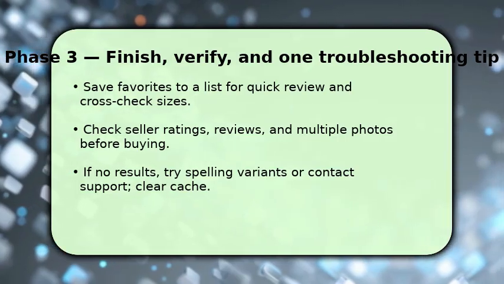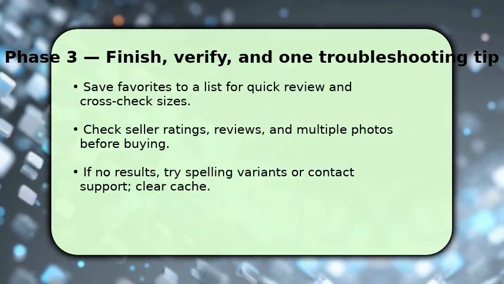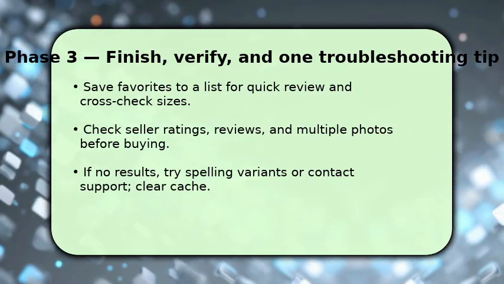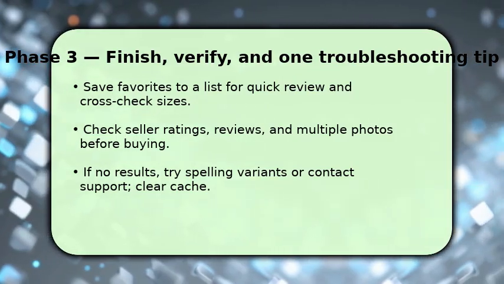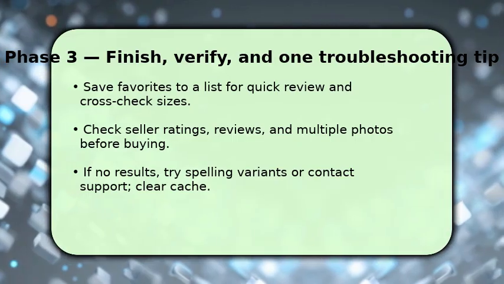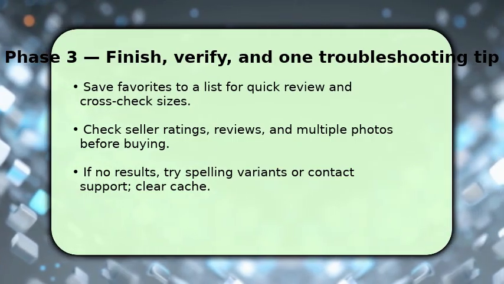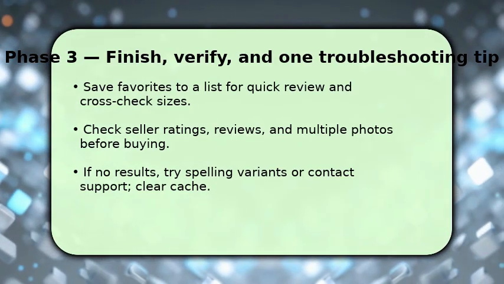If you get no search results, try spelling variants, hyphens, or related phrases and clear the app cache. Make sure your region and language settings are correct. If problems persist, contact Shein support with screenshots so they can assist.